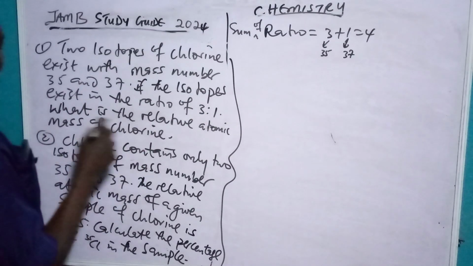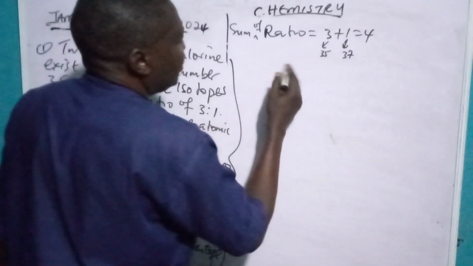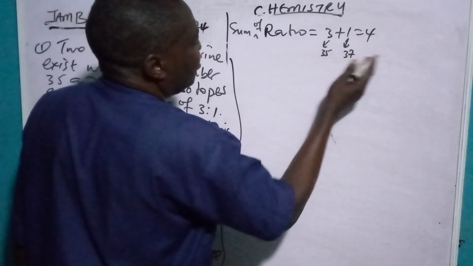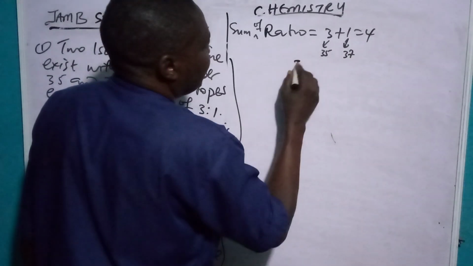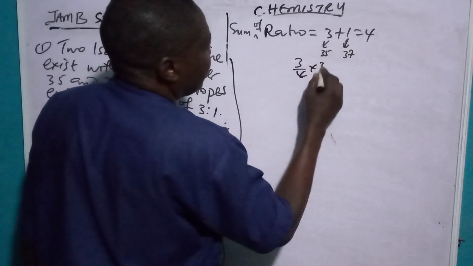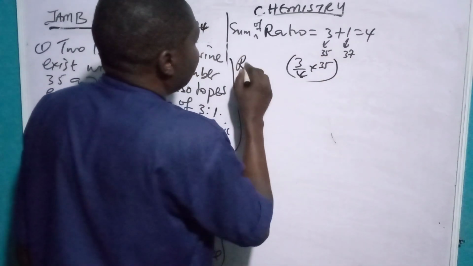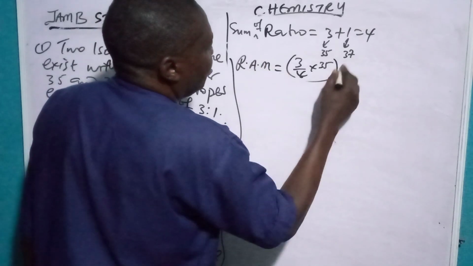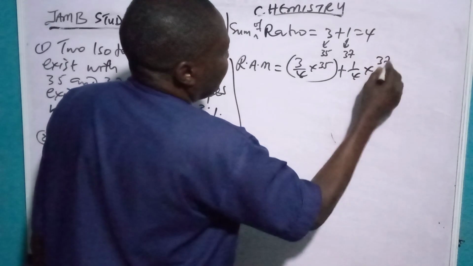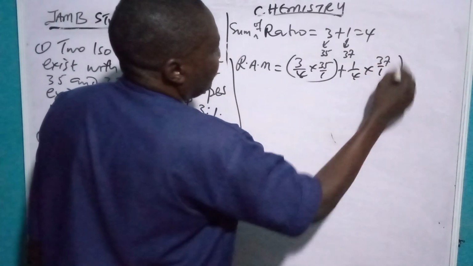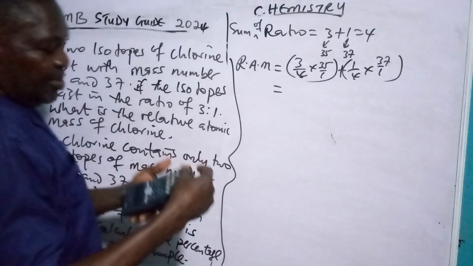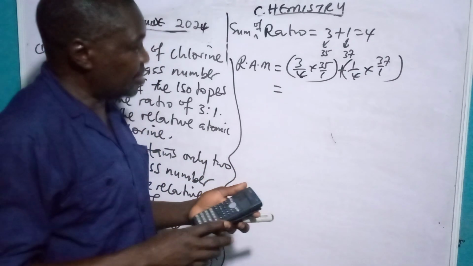You write it like that. Then when you are calculating, say calculate the relative atomic mass. You now say the relative atomic mass is the first one you have, 3 over 4, the ratio over the total, times 35, plus 1 over 4 times 37. So let's sum it and see. These ones are not that tedious, it's just a direct approach.